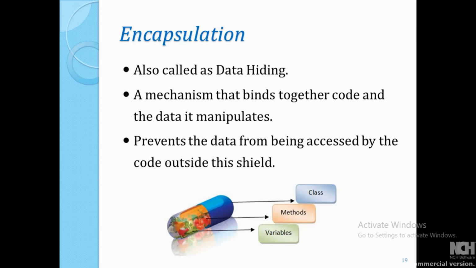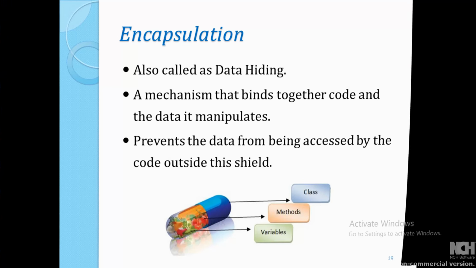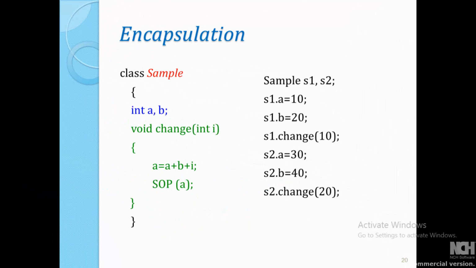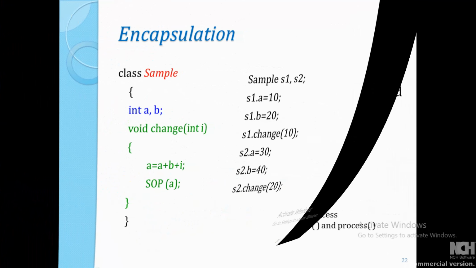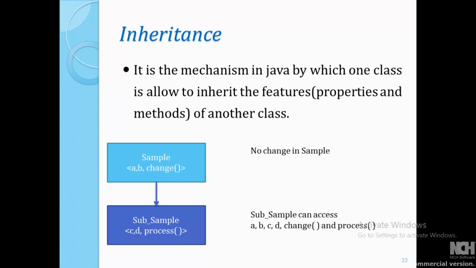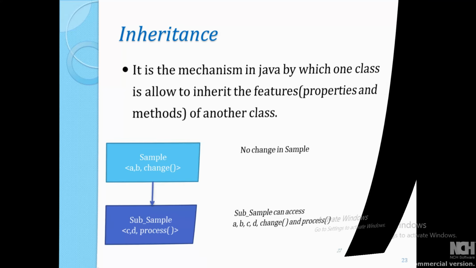Encapsulation. Encapsulation is also known as data hiding. It combines data and methods into a single unit. It protects the data from unauthorized access and improves software security and maintainability. Inheritance. Inheritance allows one class to acquire the properties and methods from another class. This promotes code reusability and reduces development effort. A child class can inherit the functionality of a parent class without modifying the original implementation.